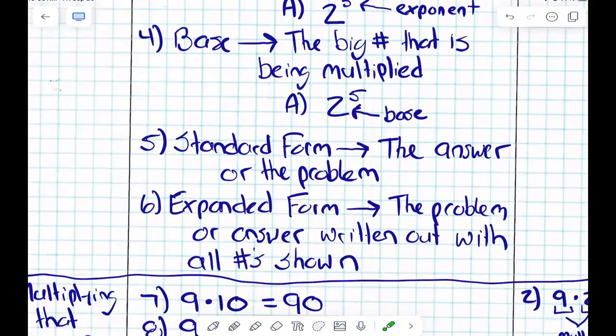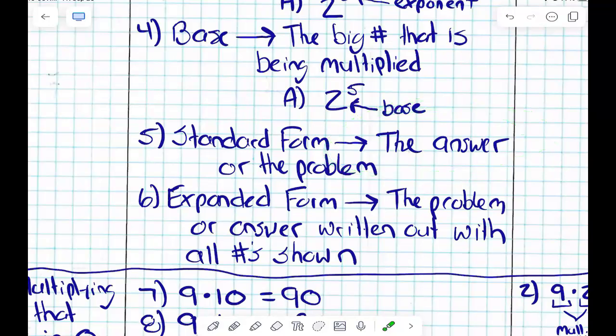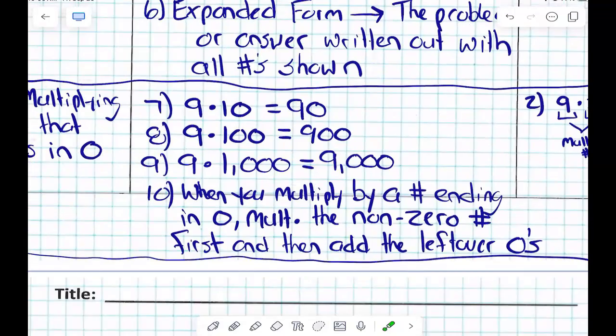All right, standard form would be really compact. It's just like the answer or the problem, right? Expanded form is stretched out. It's longer, right? We'll show you some examples of that in a second.